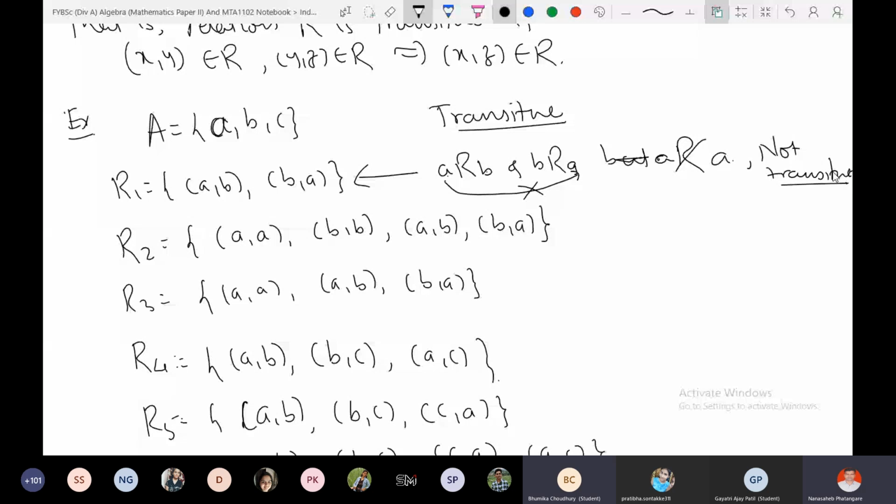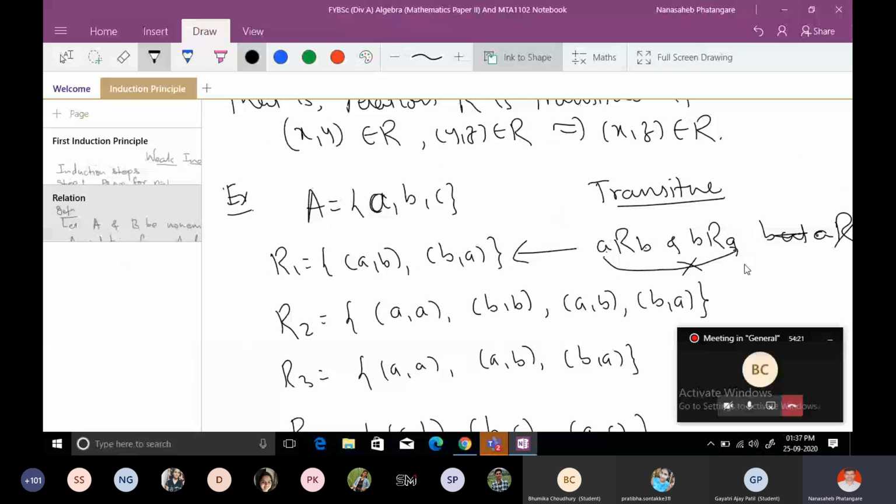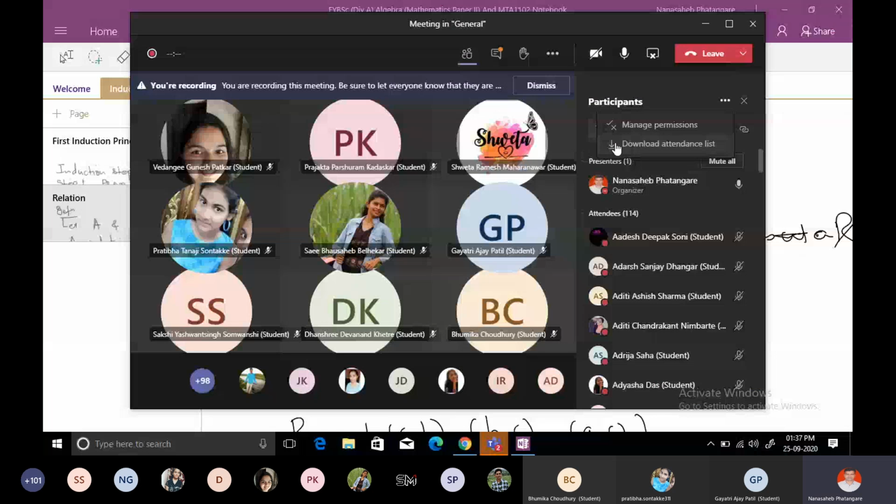See, please immediately keep your mic off, because if you keep it on, then there are disturbances. So once what you want to say is over, immediately you should keep your mic off.